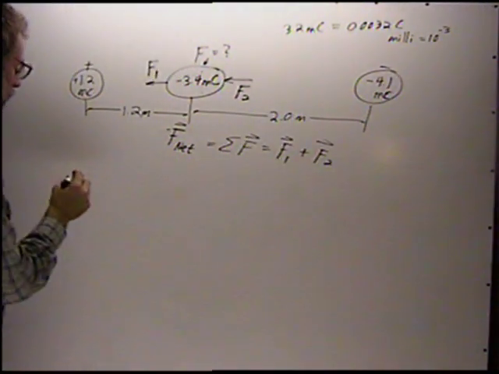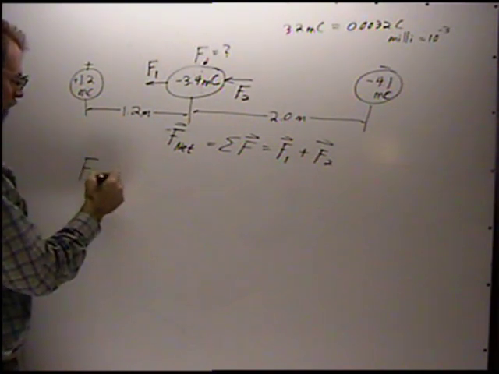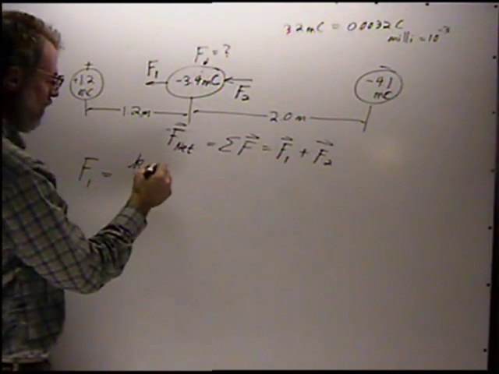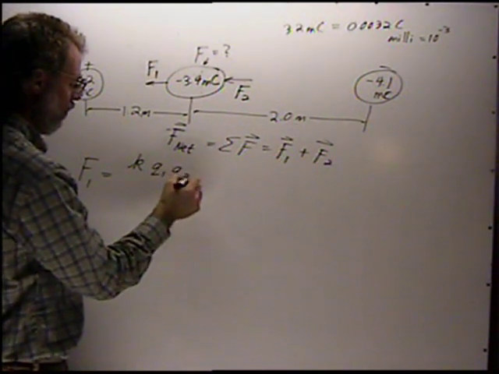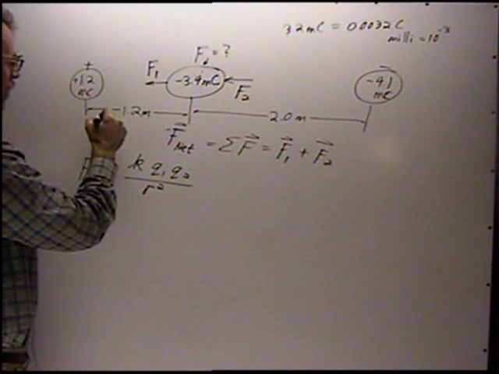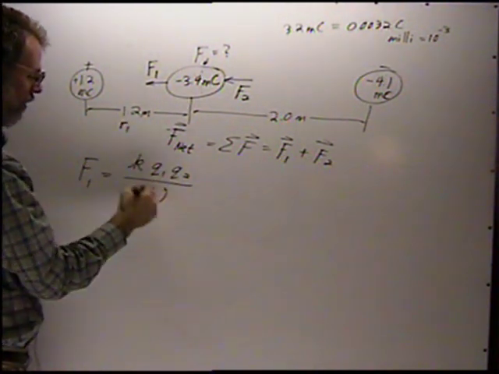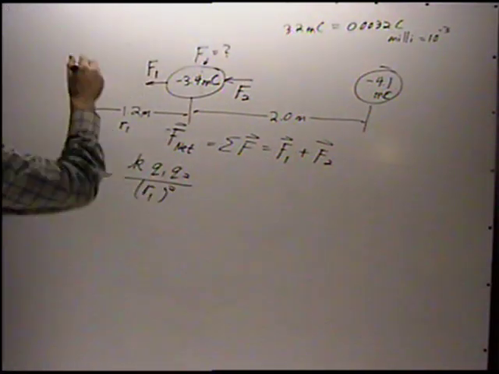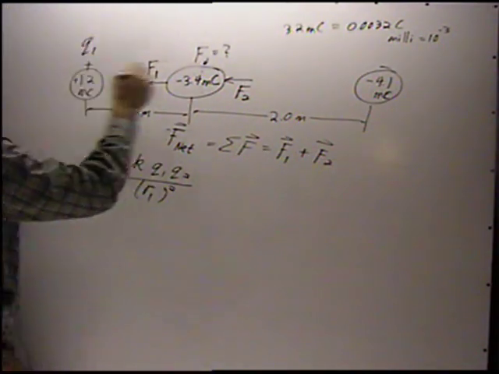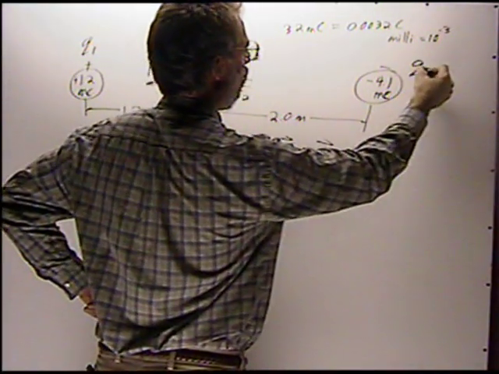Okay. So how do we figure out what F1 is? F1, again, is K times Q1 Q2 divided by r squared. In this case, I'm going to call this r1, so this would be r1 squared. I'm going to call this charge Q1, Q2, and Q3.